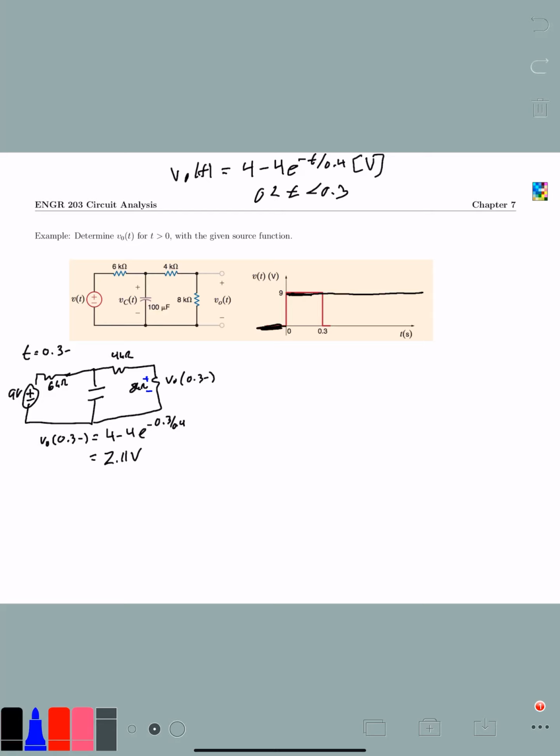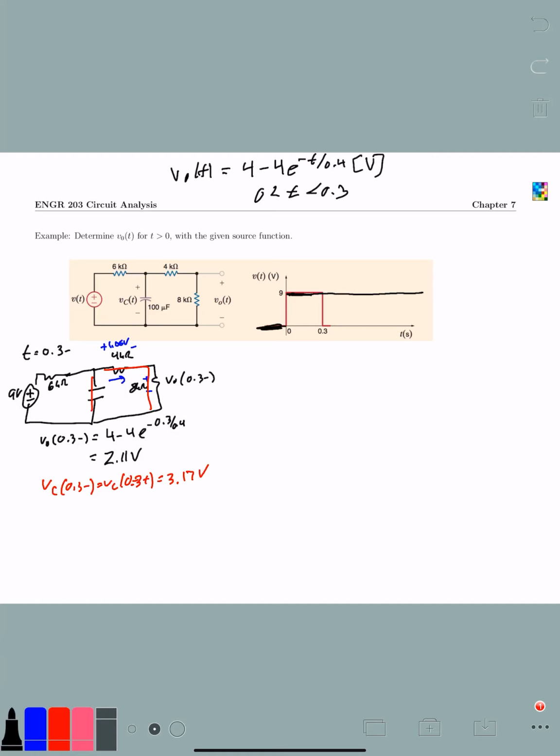That means I can find the voltage across this. Now I could go ahead and find the current first and then do Ohm's law, or I can just notice that they are in series, so they're the same current. And this one's half as much resistance, so it's going to have half as much voltage. And so 2.11 divided by 2 is going to be, say, 1.06 volts. And once I do that, I can look at KVL here and find that the voltage across the capacitor at 0.3 minus, which is the voltage across the capacitor at 0.3 plus, is going to be 3.17 volts.